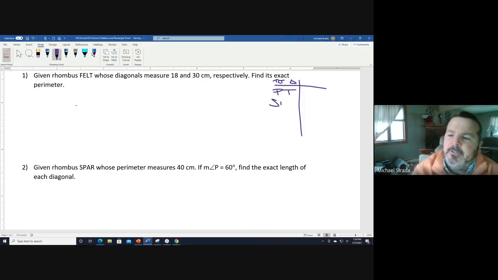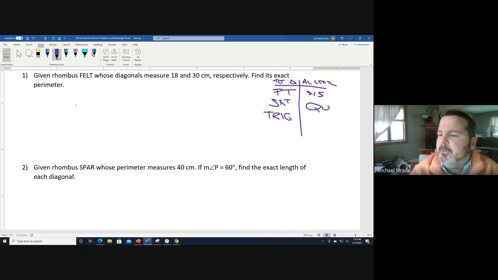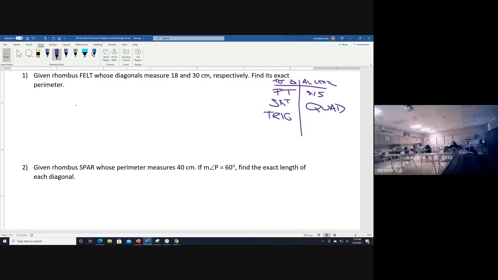It could be SRT, special right triangles, so 30-60-90s and 45-45-90s. And finally, it could also involve trig. And we'll go through how you know it's that. And then we're going to talk about more advanced algebra problems, which means possibility of systems and the possibility of quadratics.